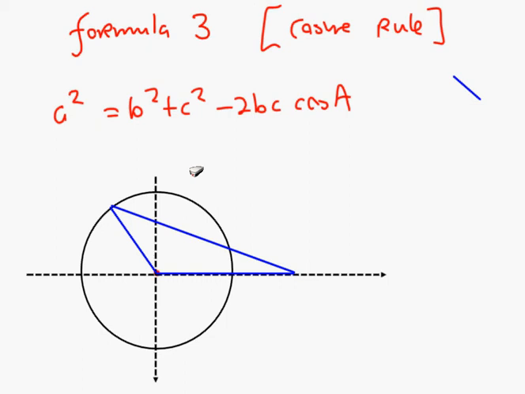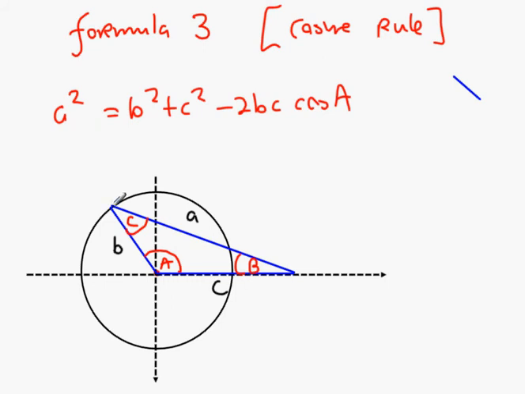Okay? So the angle we're going to deal with is A. This is angle A. This is going to be angle C, or sorry, angle B, and this one here is going to be angle C. Okay? By that logic, this here is length B, this one here is length A, and this one here is length C. Are we happy so far?